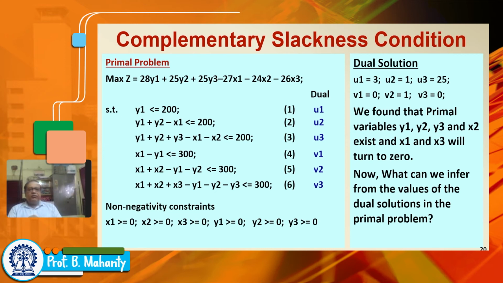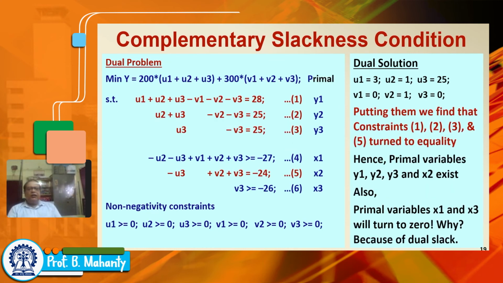And same thing, since v2 exists, the fifth constraint will also turn to equality. All right. So you see, from the dual solutions, we could understand so many things. First of all, we could interpret the dual. We can also interpret the primal. Earlier we have interpreted the dual. Here we have interpreted the dual, and since some of them become equality, therefore we know those primal variables will exist, and for some of them that did not equalize, the dual slack still remains.